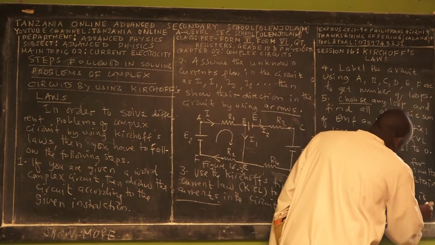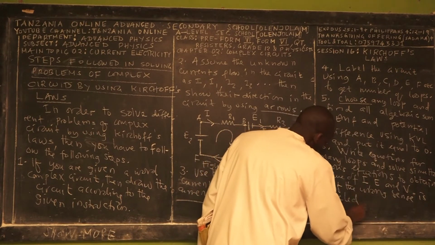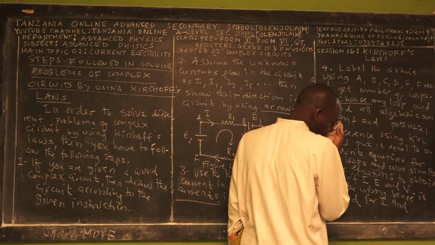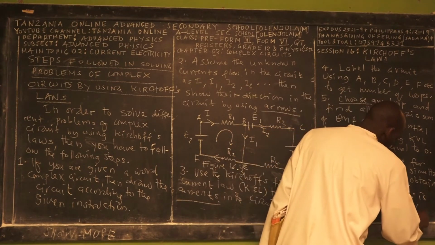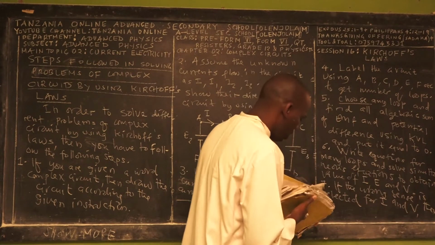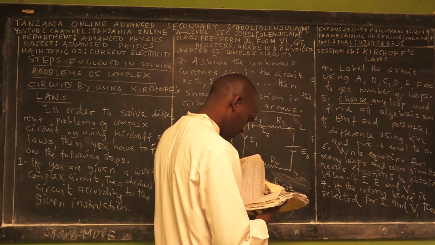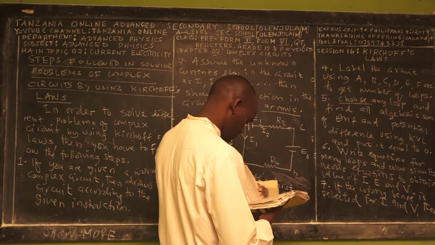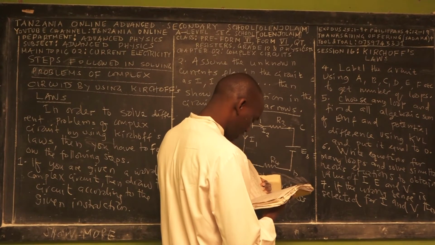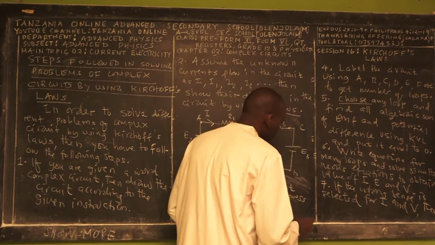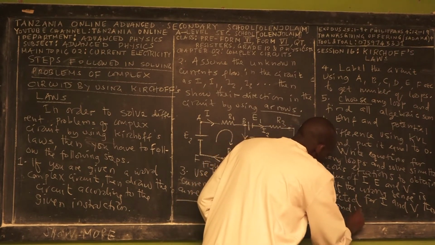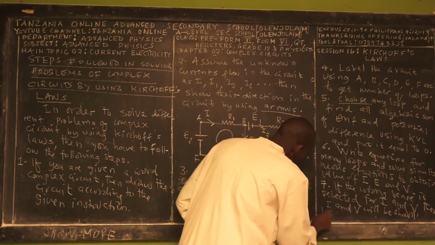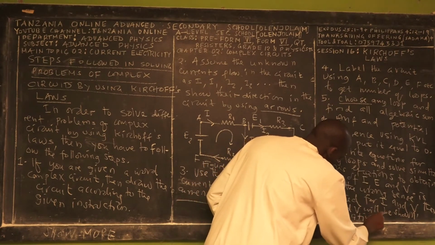If the wrong sense is selected for currents and voltage, then I and V will be shown by a negative sign.